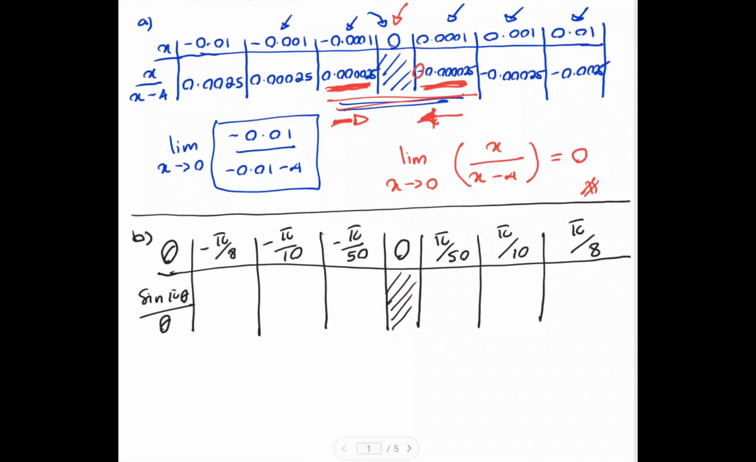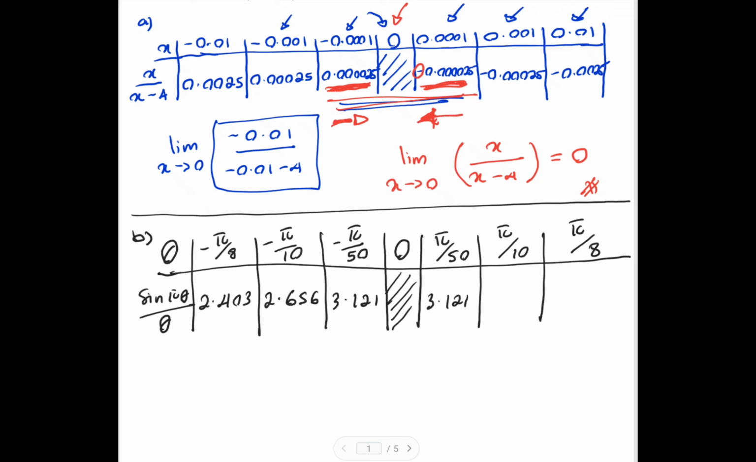When we set theta equal to negative pi over 8, we get 2.403. When we substitute negative pi over 10, we get 2.656. And for the last one, negative pi over 15, we get 3.121. Also, the same thing from the right.